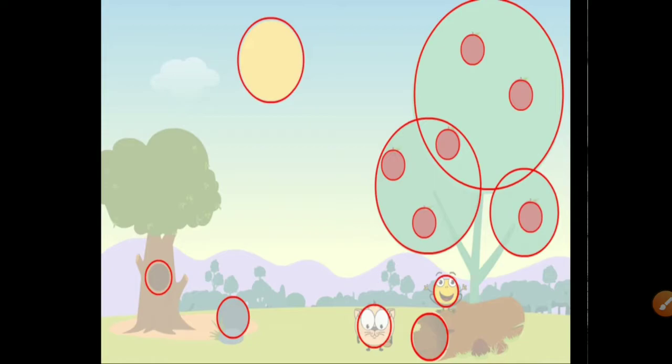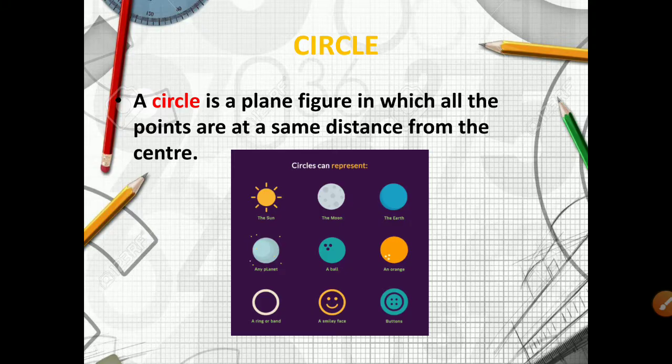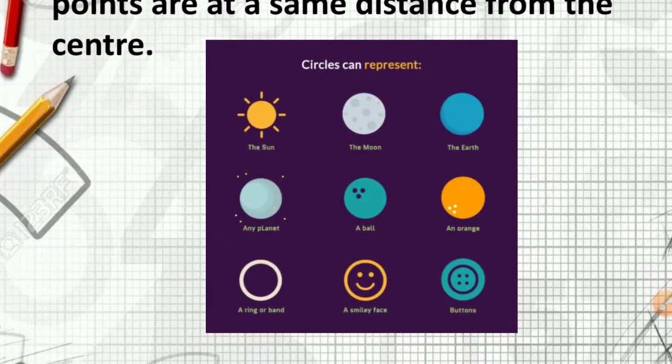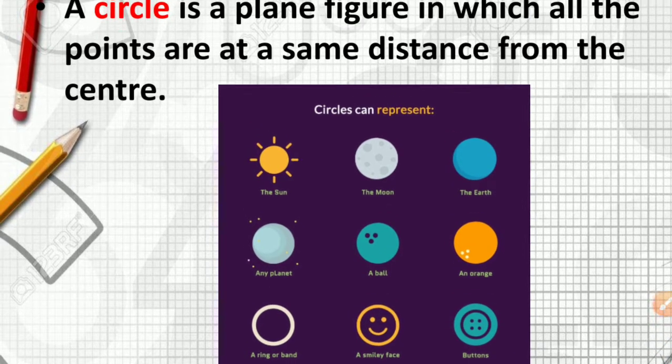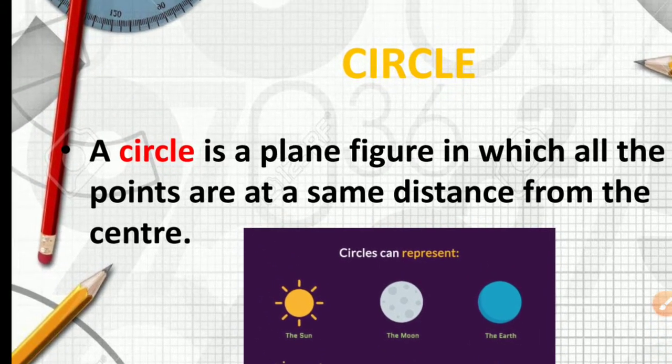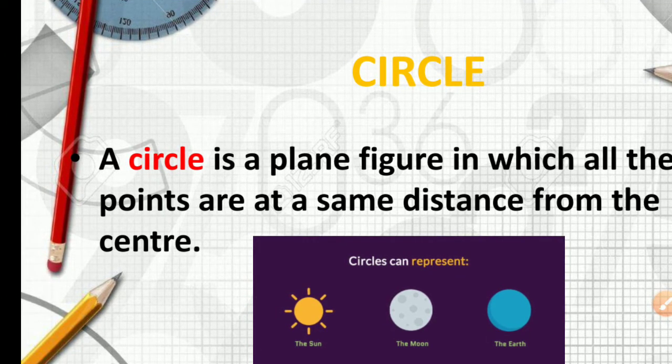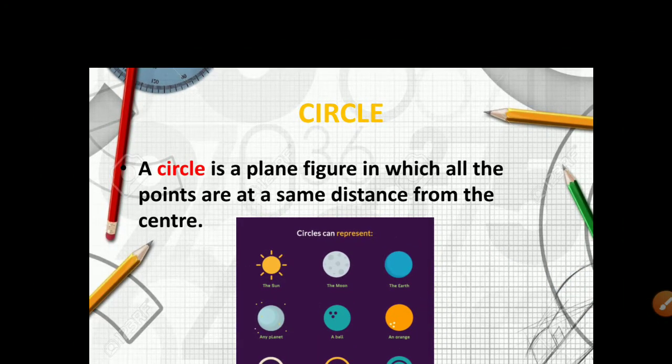Let us look at some common words that we use when we talk about circles. Look at these objects. They are all circular in shape. The sun, the moon, the earth, any planet, a ball, an orange, a ring or band, a smiley face or a button. Now see the definition of circle. A circle is a plane figure in which all the points are at the same distance from the center.